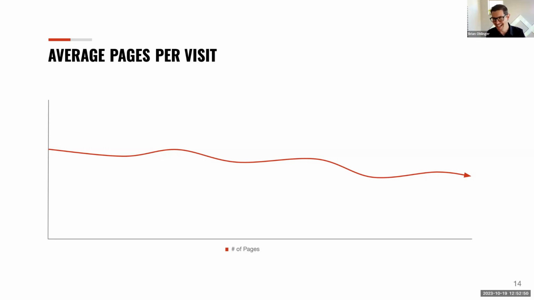On the other hand, it could be the exact opposite, right? It could be, this is bad. People are spending less time. They're going to fewer pages. They're not consuming as much as they used to. Context is everything, and your goals and outcomes are everything, right? Which is what we're driving home here. So I can't really tell you what the answer to this is without all of that context, but these are the types of questions you should be asking as you're looking at these.